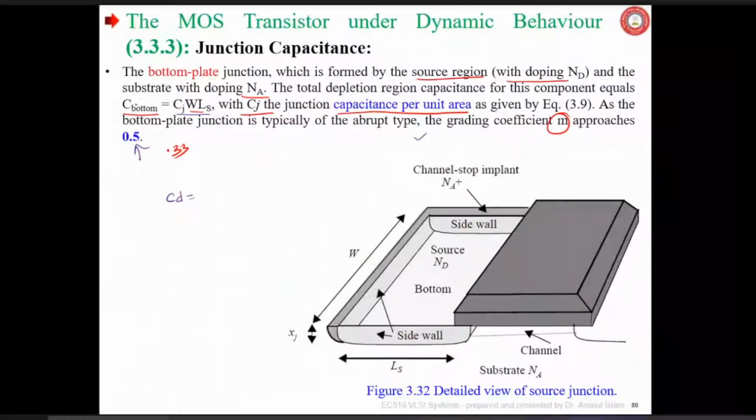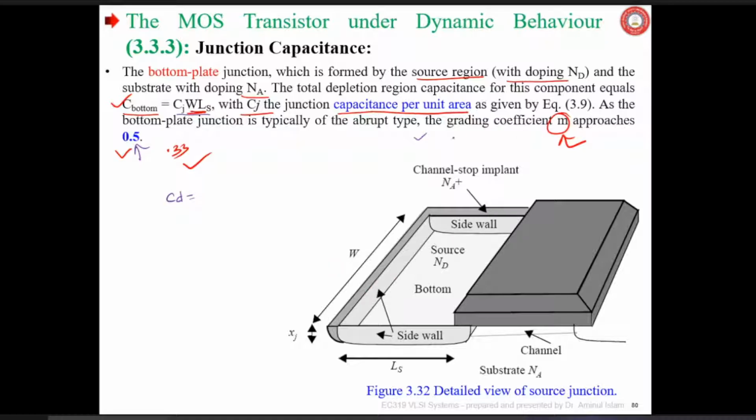Then the bottom plate capacitance will be Cj into W LS, because Cj is the junction capacitance per unit area. If you multiply by the area W into LS, you get the capacitance value. Now you are talking about the grading coefficient. Grading coefficients may be 0.5 or 0.33. 0.5 is for an abrupt junction. Abrupt means one side is heavily doped and the other side is lightly doped.